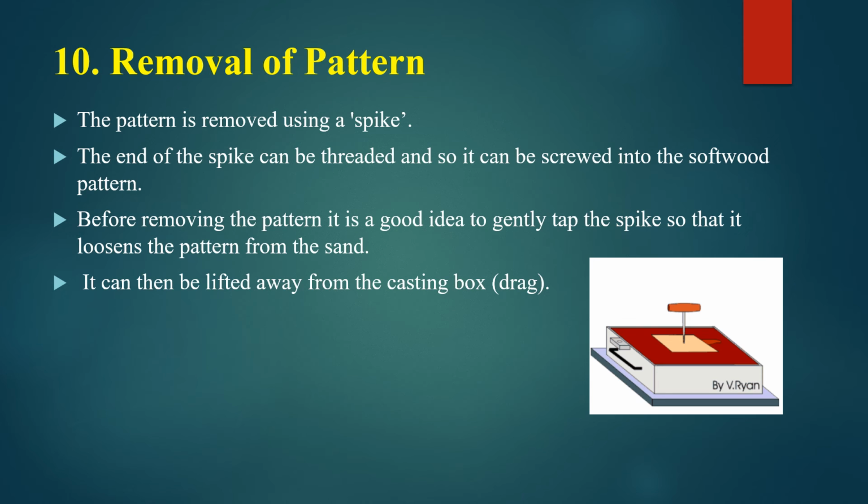Now removal of the pattern. The pattern is removed using a spike or draw spike. The end of the spike can be threaded so it can be screwed into the softwood pattern. Before removing the pattern, it is a good idea to gently tap the spike so that it loosens the pattern from the sand. It can then be lifted away from the casting box.